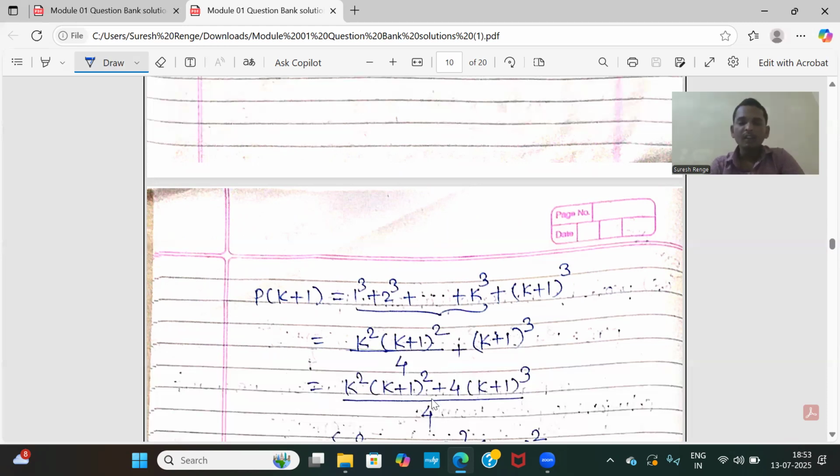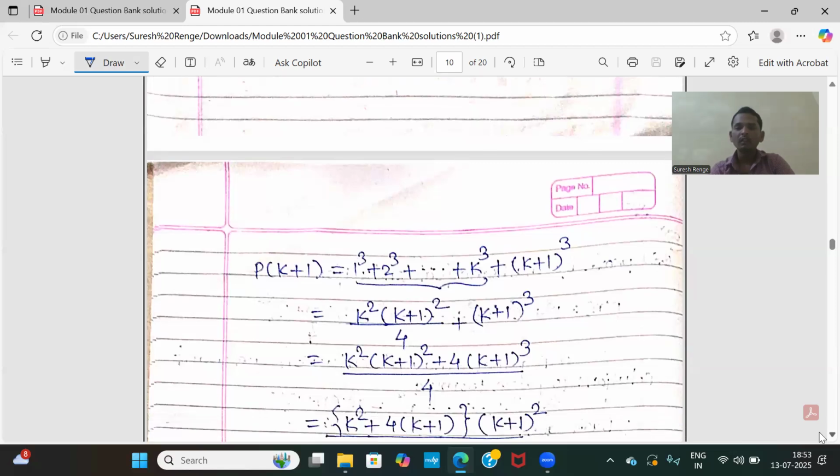Now solve this by using cross multiplication. There are no terms in the denominator, therefore 1 is available, and we cross multiply. 1 multiplied by k square in bracket k plus 1 whole square is equal to k square in bracket k plus 1 whole square plus 4 multiplied by k plus 1 whole cube, all divided by 4.